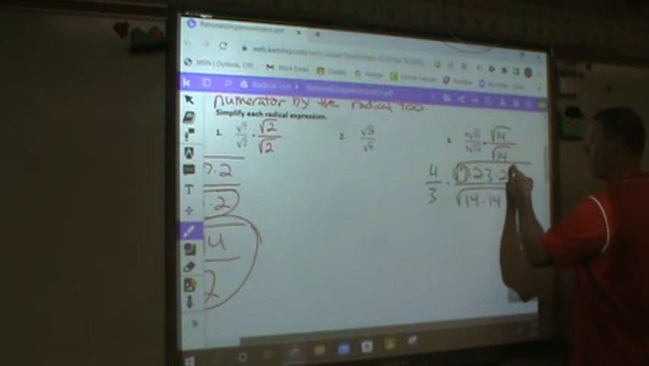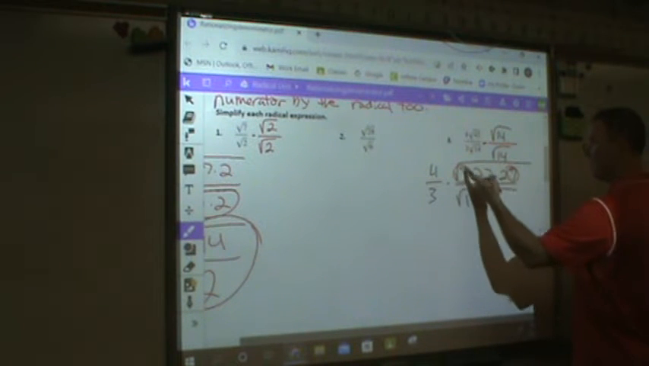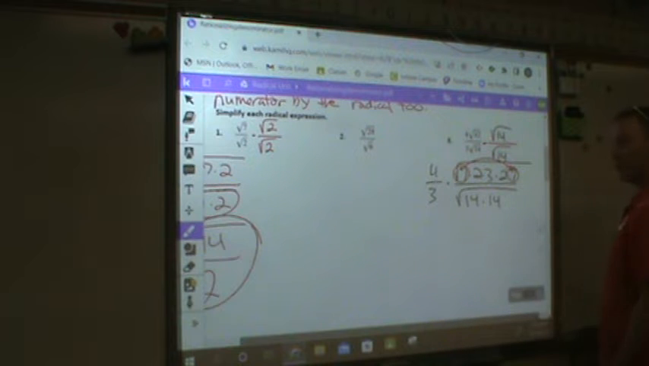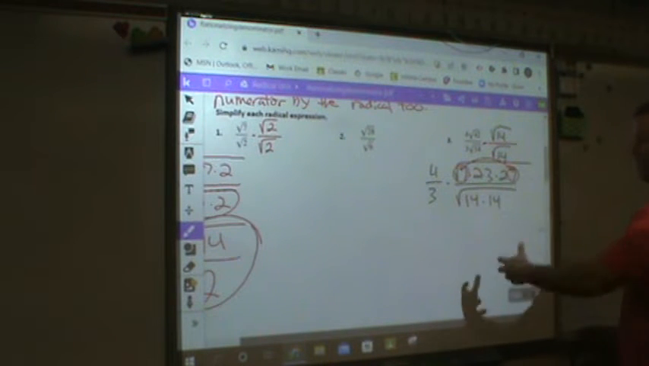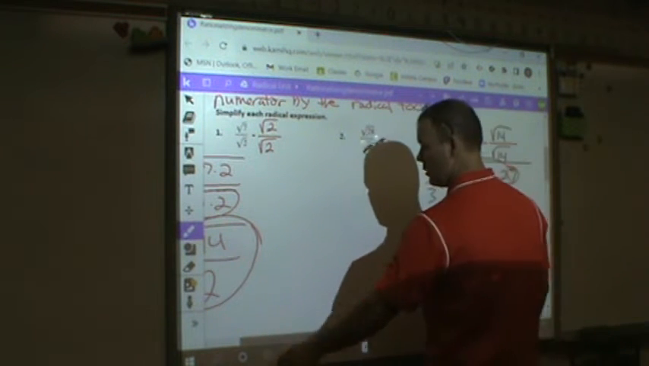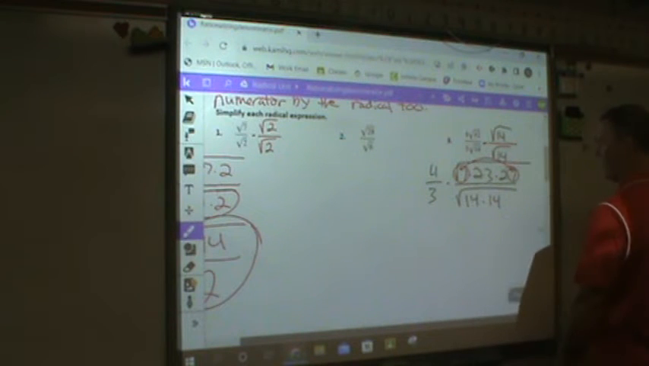So I start with the numerator. Now I can simplify radicals. Two 7s create a perfect square. 7 times 7 is 49, and the square root of 49 is 7. Alright? I'm going to just highlight all my other perfect squares.